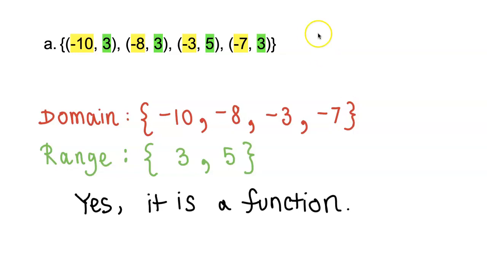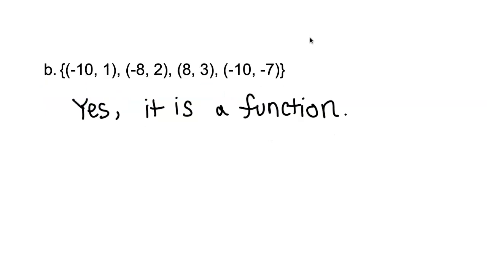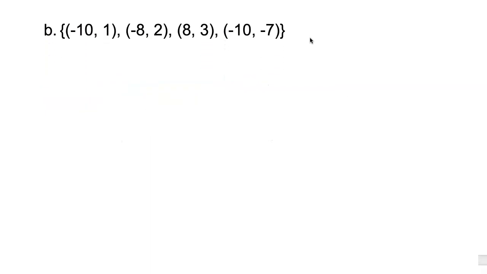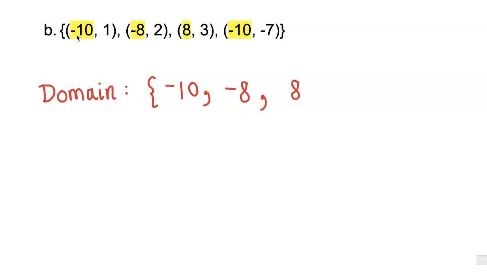I have another example that we can look at, which is right here. So let's look at this one together. Let's start by finding the domain first. So domain values are all the x values. So let me highlight all the numbers that are before the comma in each of these ordered pairs. So let's write domain. For this set of ordered pairs, starting with negative 10, negative 8, positive 8, and negative, hold on guys, hold on.